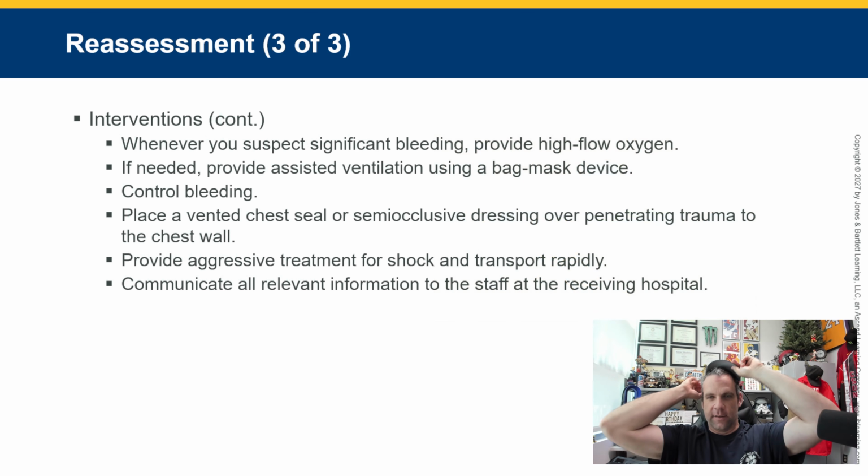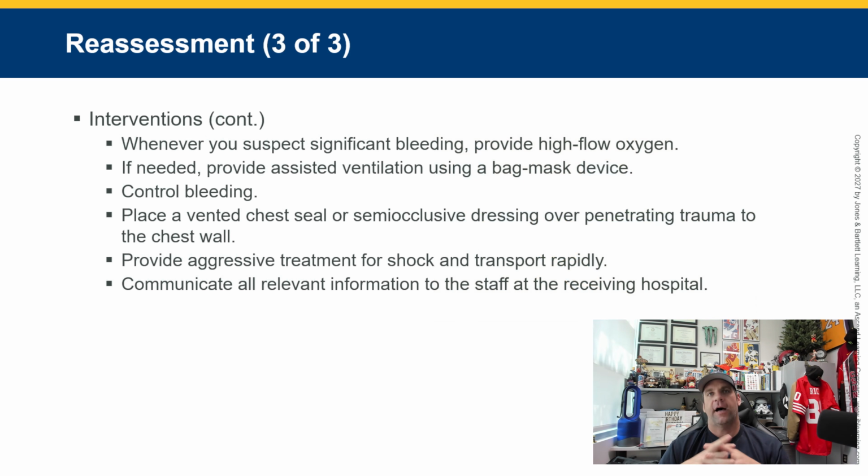Now, again, your ongoing care is directed at maintaining ventilation, oxygenation, supporting circulation, and then more so preventing delay. Okay. So when you have a significant internal bleed, for example, or respiratory compromise, you're going to provide high flow oxygen, right? If the patient can't maintain adequate ventilations, you assist with the BVM. And again, only deliver as much until you see chest rise. You want to control any significant external bleeds.